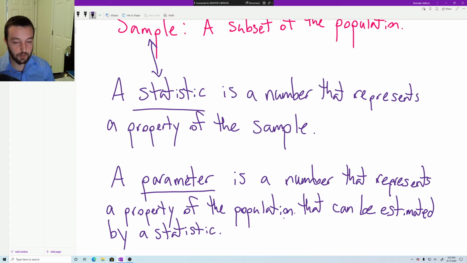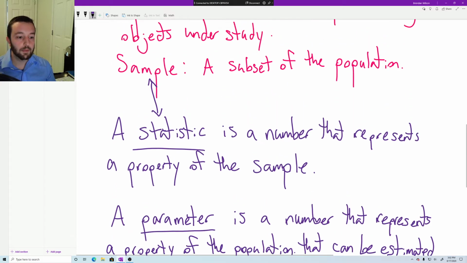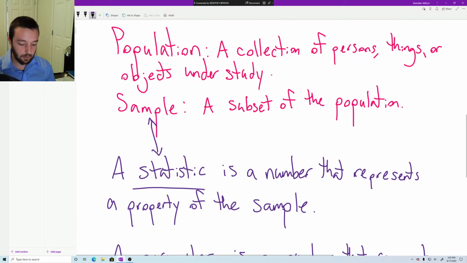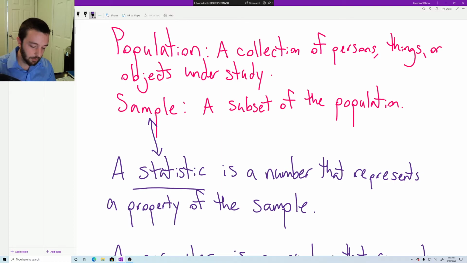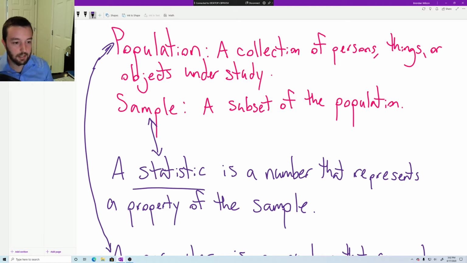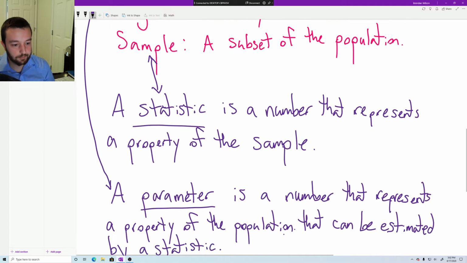Okay. So we typically don't actually know what the parameter is because in a lot of cases it's impossible. Like if we're talking about something about the whole US or the whole world, there are just too many people to really know what that parameter is. Maybe on a smaller scale study, we can. So the population goes with the parameter, just like the statistic goes with the sample. Okay.